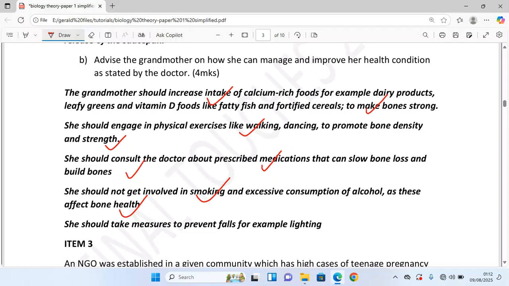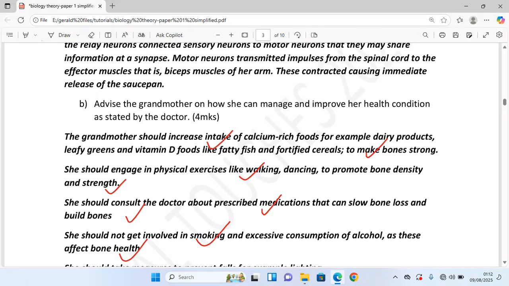Let's not give these answers which are not elaborated. This is a short, precise sentence, but very meaningful. She should take measures to prevent falls like lighting. Yes, let her prevent measures. Prevent any risk of falling by, for example, including lights everywhere so that she doesn't become susceptible to falling.